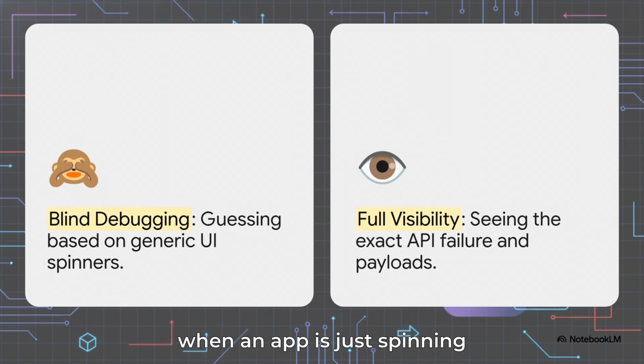You know that feeling when an app is just spinning or it crashes and you're left staring at a completely useless generic error message? That's blind debugging. Without a proxy, you're entirely relying on those vague UI errors and basically just making educated guesses. But look at the contrast here. When you have full visibility, it's literally like having X-ray vision for your network. You transform from a guesser into a master diagnostician because you can see the exact API failure, the headers, the exact payloads, and the raw status codes.